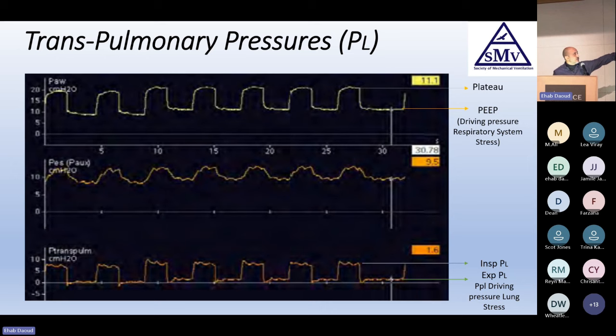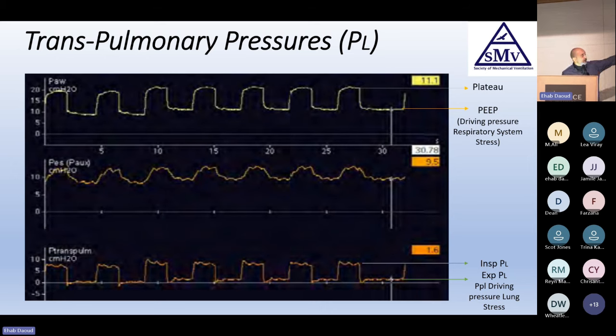We always look at the plateau pressure, right? And the guidelines tell you, keep the plateau pressure below 30, whatever. I will show you later that sometimes it's okay to have a plateau pressure of 45, 50, and you're supposedly not causing lung injury.